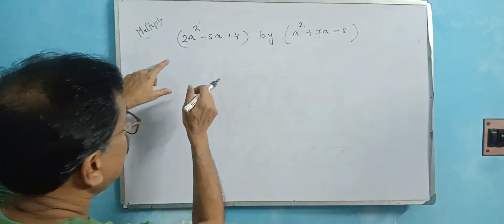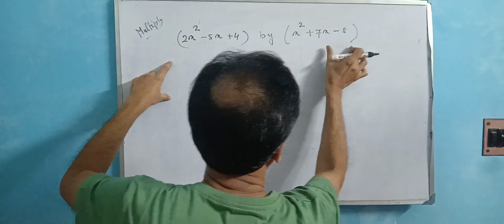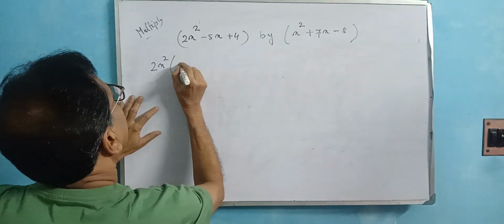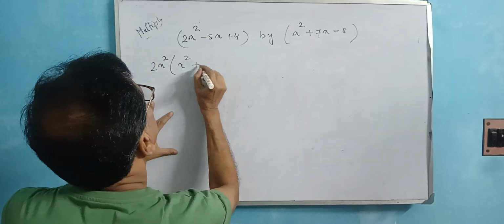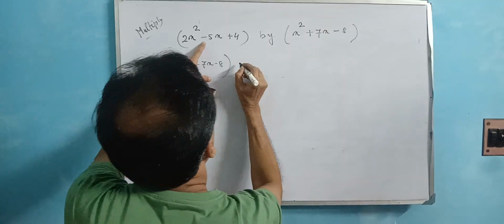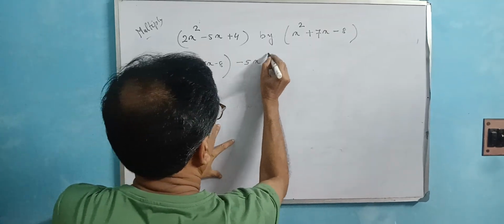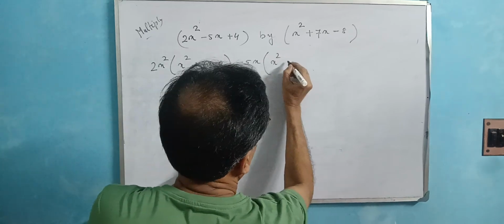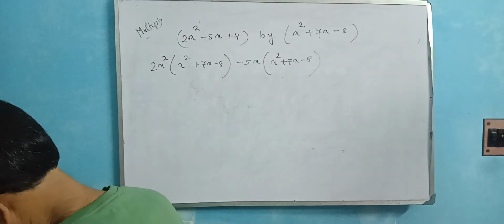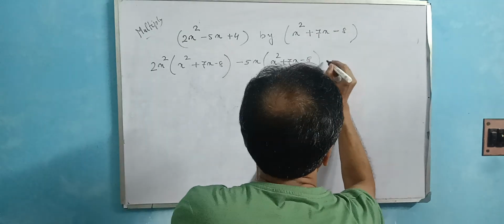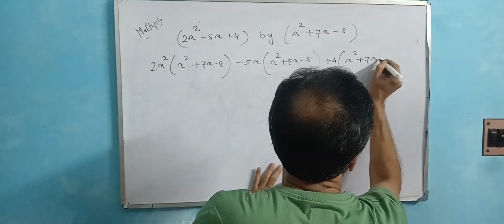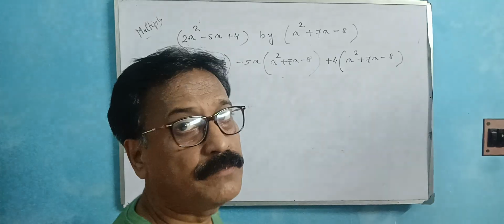Okay, it may be the column process. Now in case of the horizontal process, this multiplied with this, so you separate 2x square. Now you write it x square plus 7x minus 8. Okay. Now here is minus 5x and you write x square plus 7x minus 8. Next you write plus 4 and you write x square plus 7x minus 8. No problem at all. Clear?